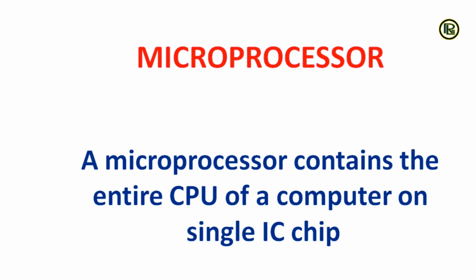Microprocessor. A microprocessor contains the entire CPU of a computer on a single IC chip. When a microprocessor is connected to a memory and provided with input and output devices, it becomes a computer. So, the microprocessor is the brain of a computer, and a microprocessor can be programmed with a series of instructions to perform a specified functions on the given data.